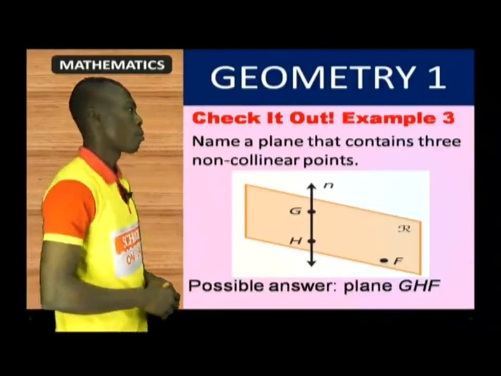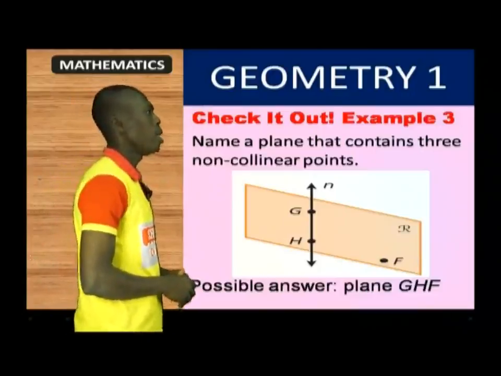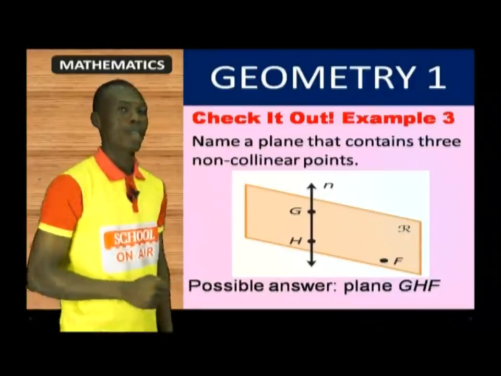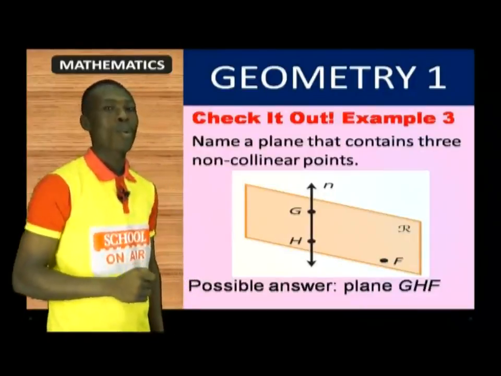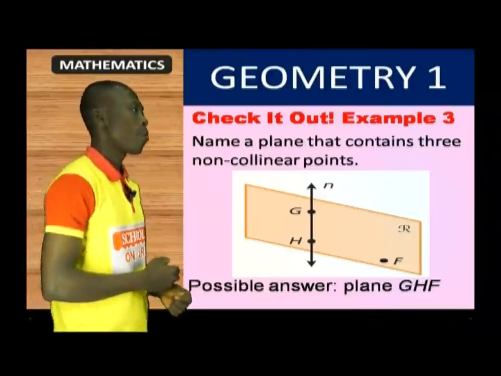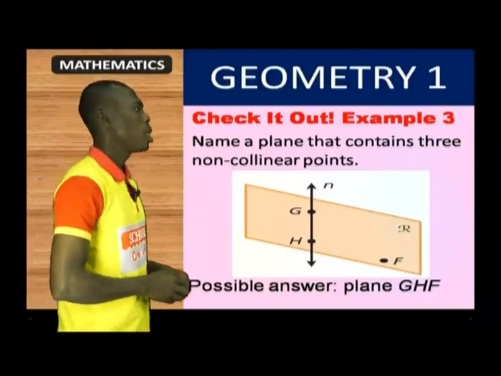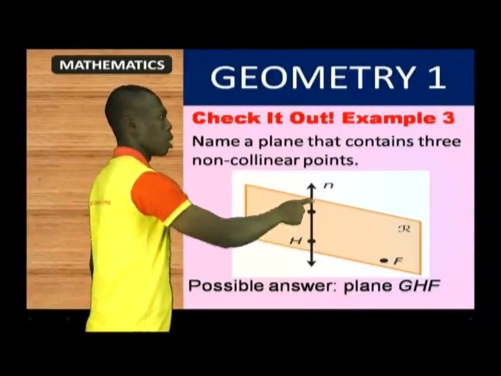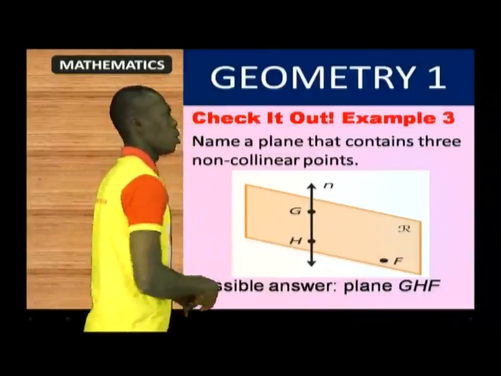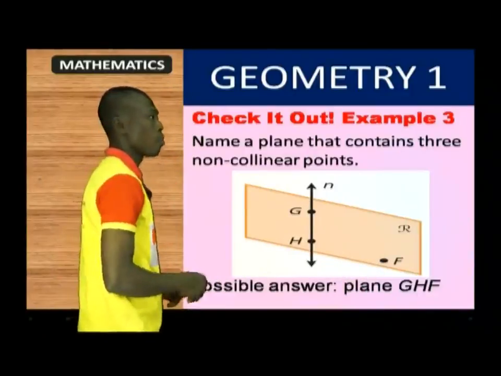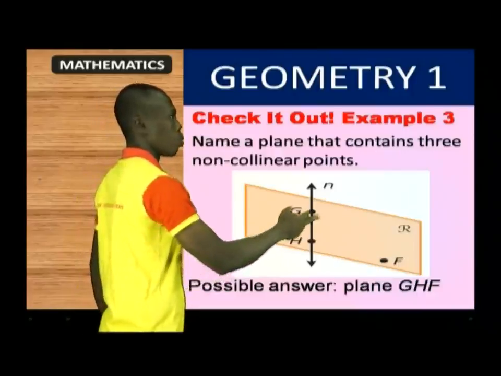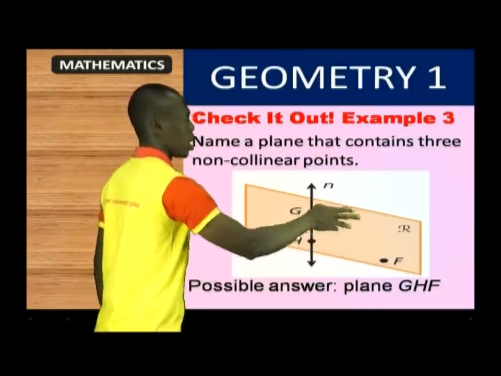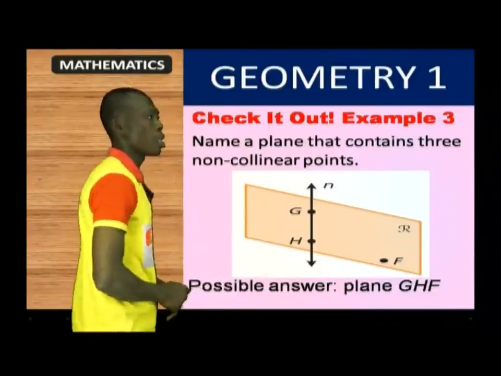All right, so check this one out. If we are satisfied with that, name a plane that contains 3 non-collinear points. We've seen collinear points and now we are seeing non-collinear. That is, they are not on the same line. We can see that these two are on the same line, but this one is not on the line with them. So we have 3 points that are non-collinear: G, H, and F. They are all on the same plane, but they are not on the same line.